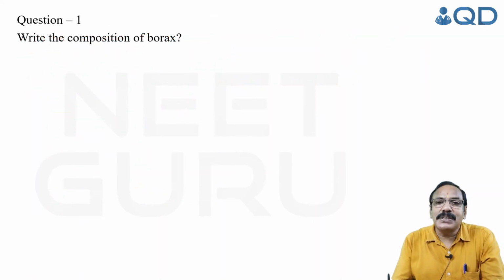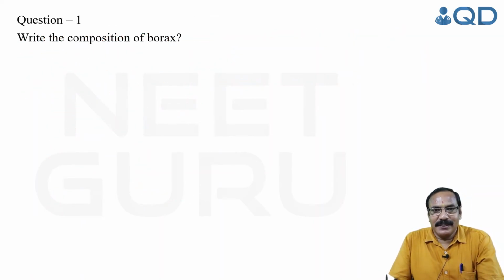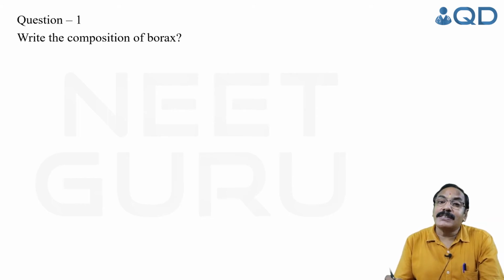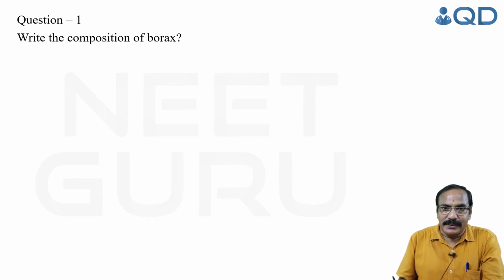Write the composition of borax. It is a mineral of boron and it has wide applications in glass manufacturing industry. Heat resistant glass, called Pyrex glass, contains boron trioxide. So borax is added to heat resistant glass. Now the question is, what is the composition of borax?